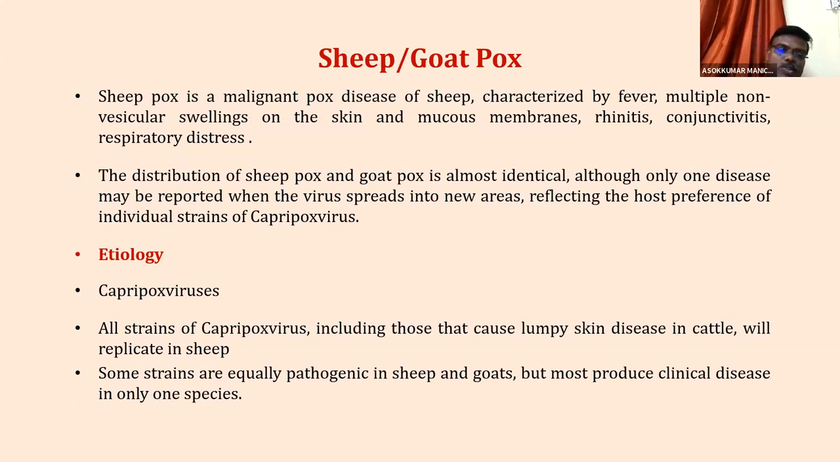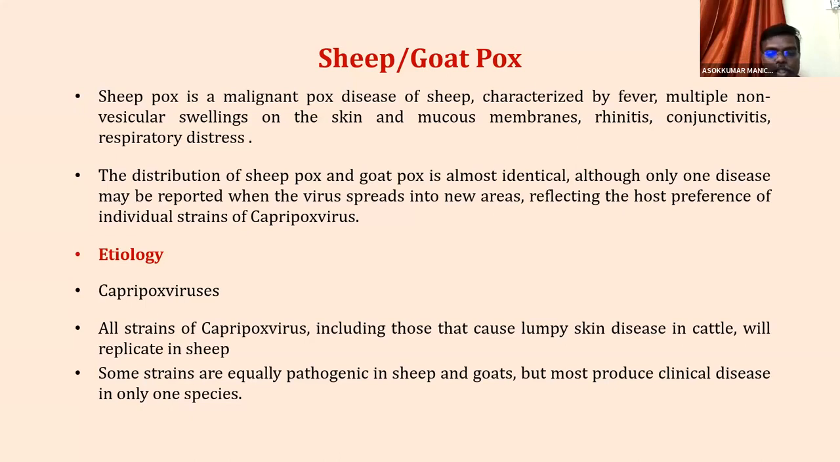In etiology, it is caused by the Capripox virus. All strains of Capripox virus, including those that cause lumpy skin disease in cattle. Actually, we are facing the problem now. Because of this Capripox virus, that's the reason we used to use our goatpox vaccine as an alternate in view of inducing immunity against lumpy skin disease. So usually this Capripox virus will also replicate in sheep.